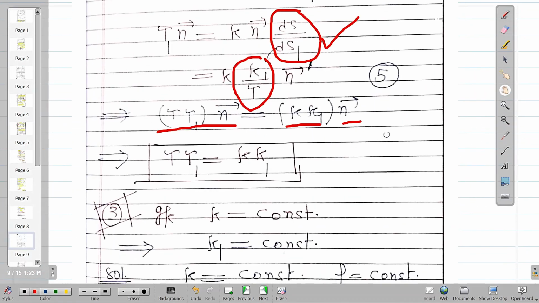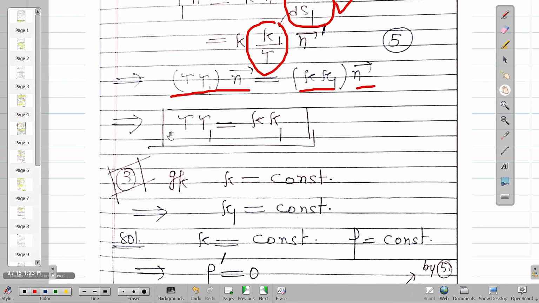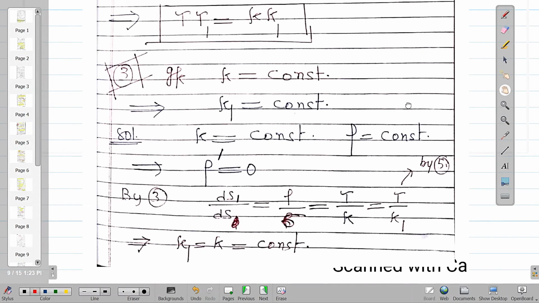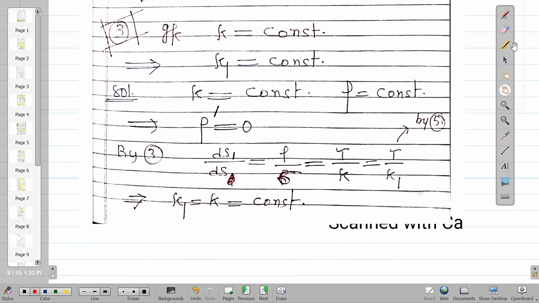So in the very simplest form, we get the result, which is tau tau 1 equal to kappa kappa 1. Now next is third property. That is again mathematical. If kappa is constant, then kappa 1 is constant. Right? So how we can prove this result? Now the given part is this. Kappa is constant. And what we want to prove? We want to prove that kappa 1 is equal to constant. Right? So our purpose is to prove this result.